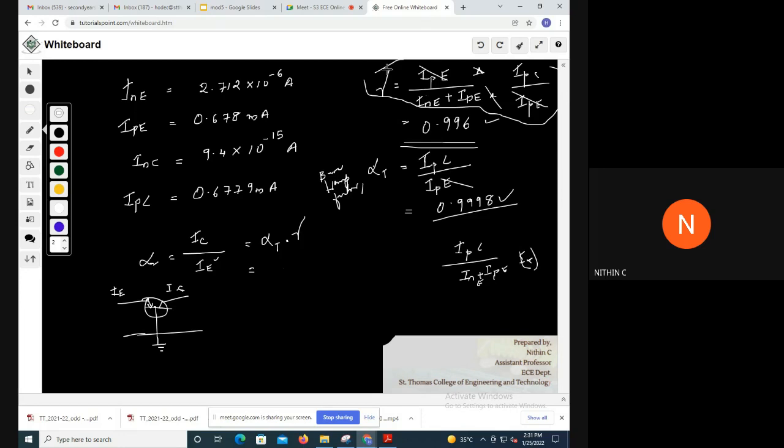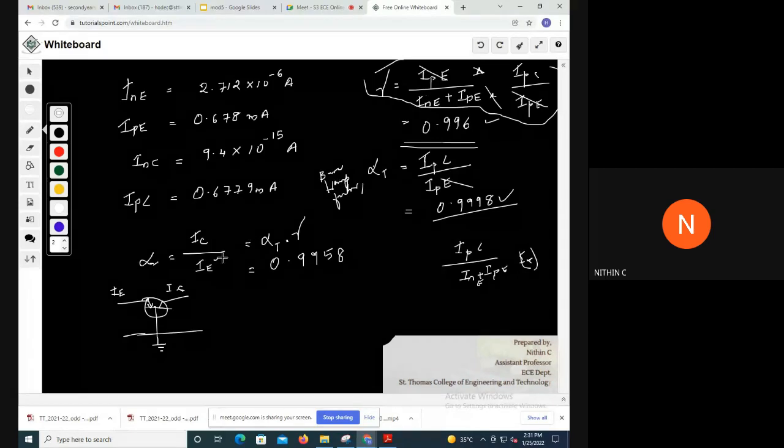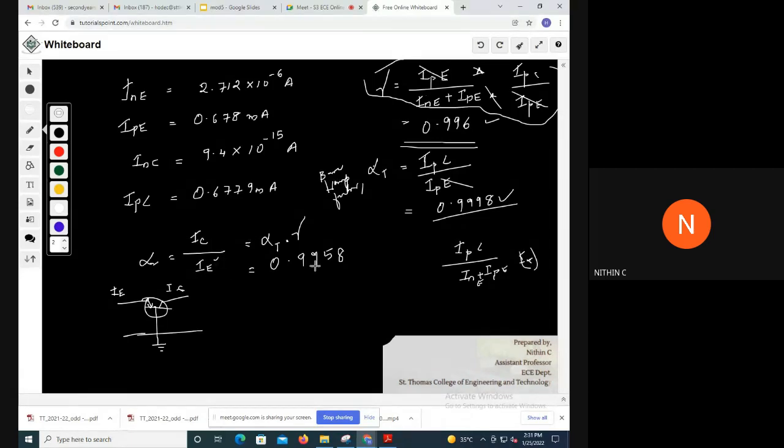0.9958. That's correct. 0.9958. Again, this also will not have any unit since it is also a ratio, IC by IE. So the units will get cancelled if you are considering SI units. There won't be any unit for this since this is also a gain value, a unitless quantity.